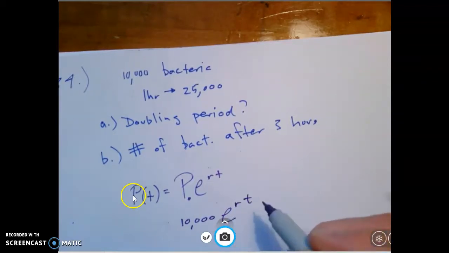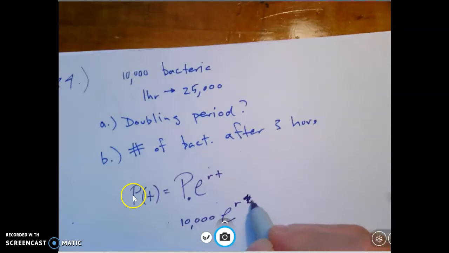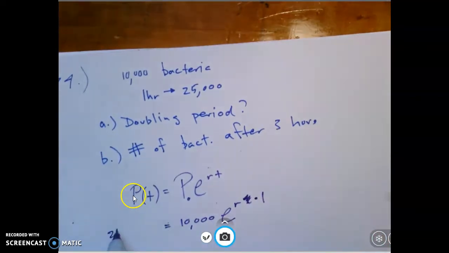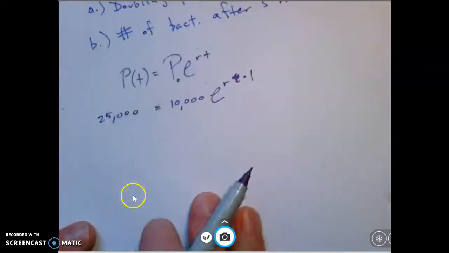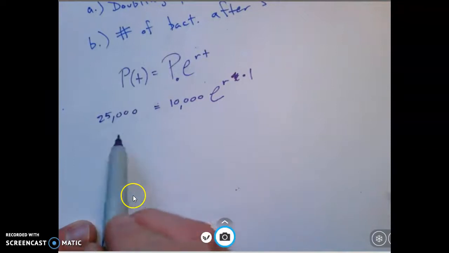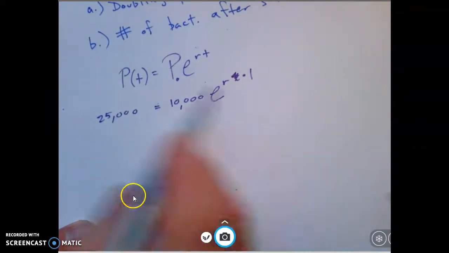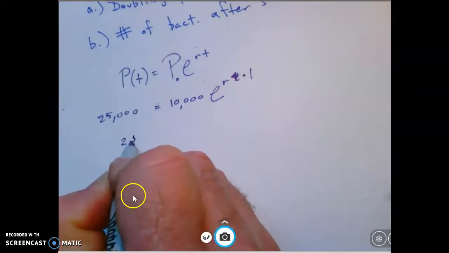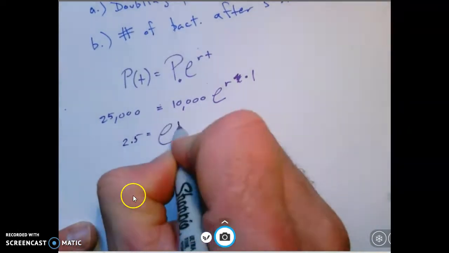Actually, there's 2 unknowns. I'll take it back. There's not 2 unknowns. t equals 1. And then this equals 25,000. I solve this the same way I always do. I'm going to isolate my e, so I'm going to divide both sides by 10,000. This comes out to 2.5 equals e^r.